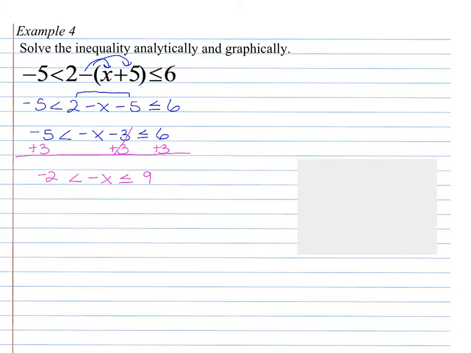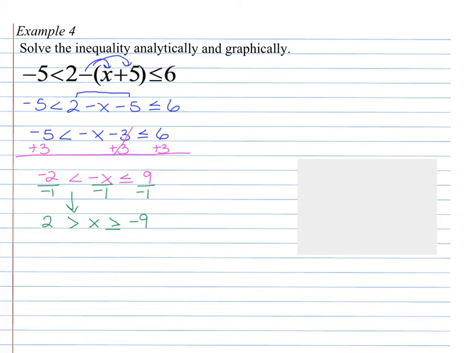I need my middle term, my variable, to be positive, so I'm going to divide it by -1. And whatever I do in the middle, I do to the left and to the right. And we all know that when we divide or multiply by a negative, the inequality symbols change. So this becomes 2. The inequality now changes direction. And now we have x. That changes direction. And we have -9.